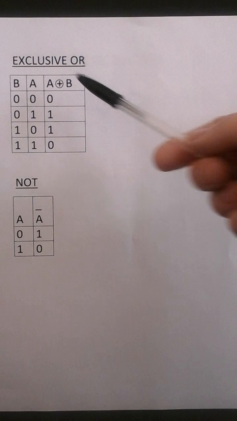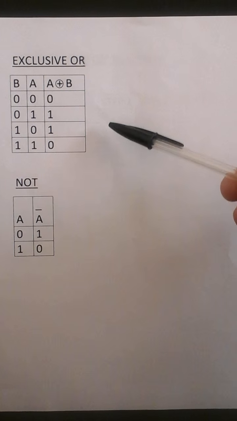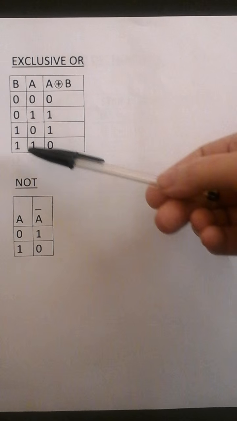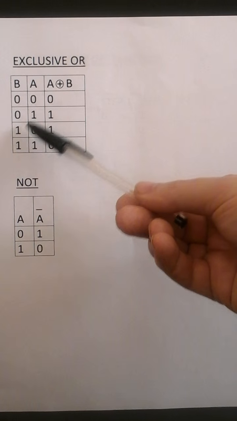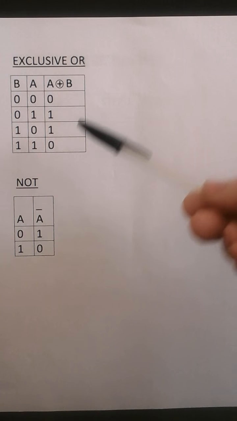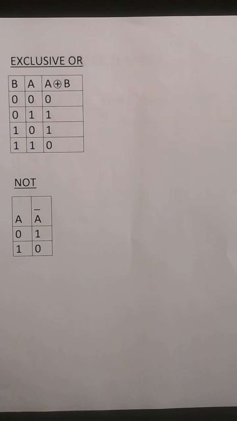Here we have an exclusive OR function. Now these functions are generally made in electronics terms with 2 inputs only. So we have the input variables A and B here, and the output is a 1 if and only if one input or the other input is a 1, but not both at the same time. So 0 there, 1 there, 1 there, 0 there.